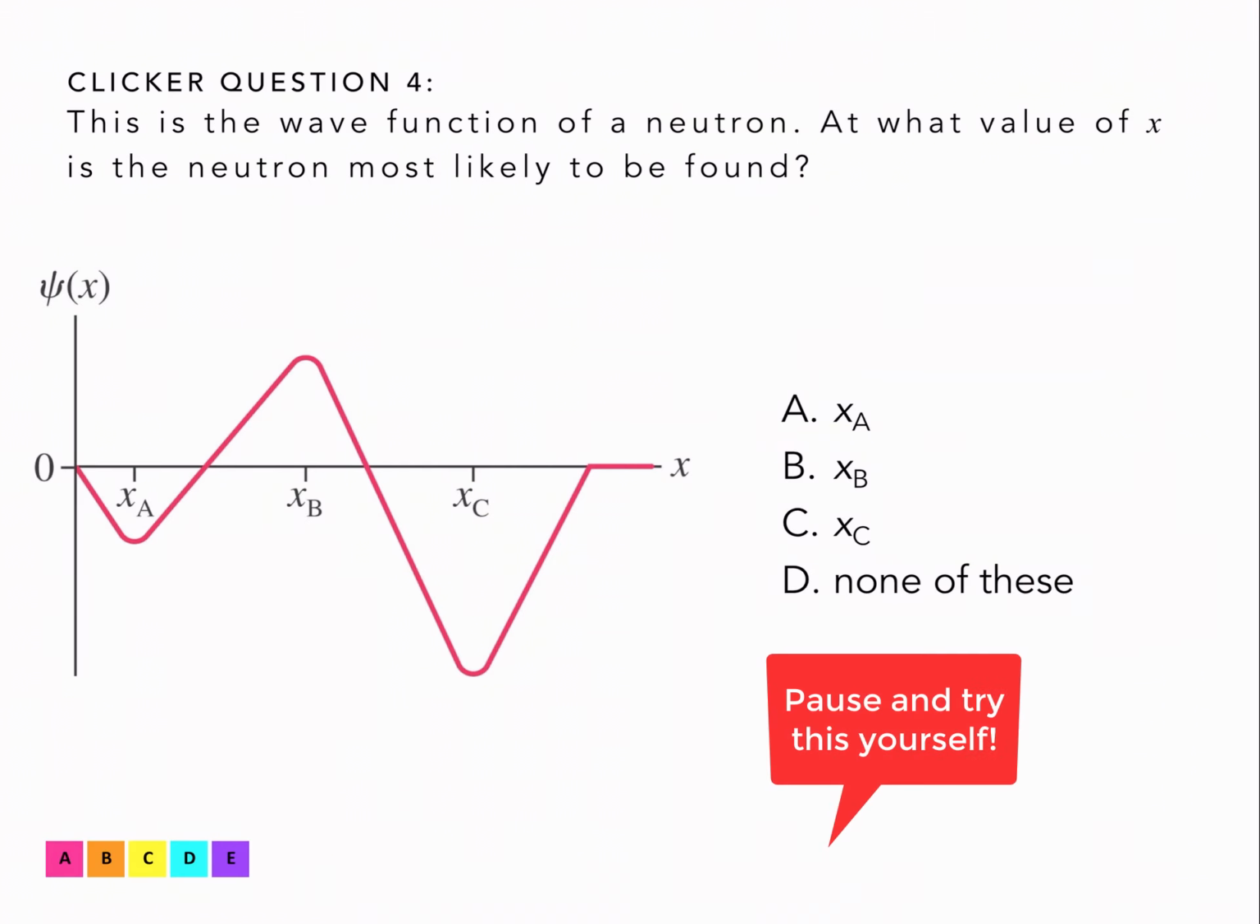So let's try this out. For now, just take for granted that the wave function is a thing. This is the wave function for a neutron, let's say, and at what value of x is the neutron most likely to be found?